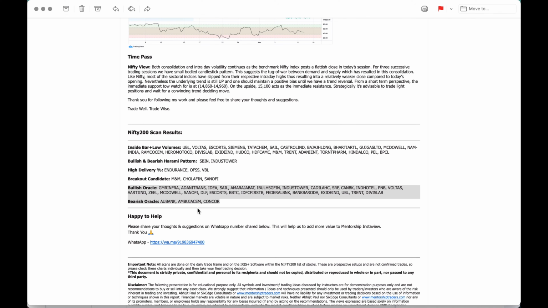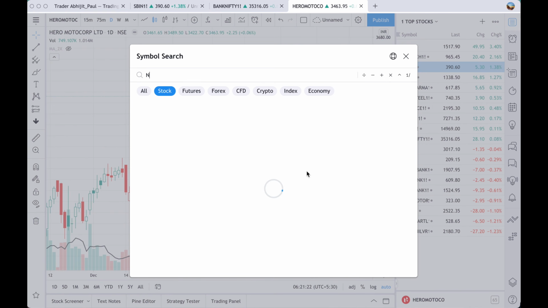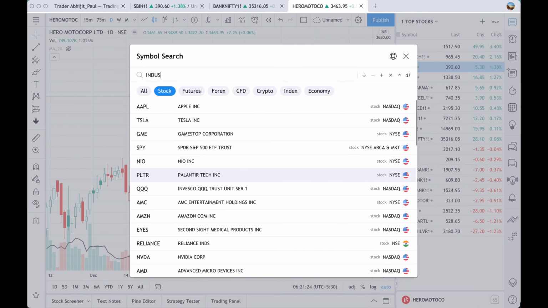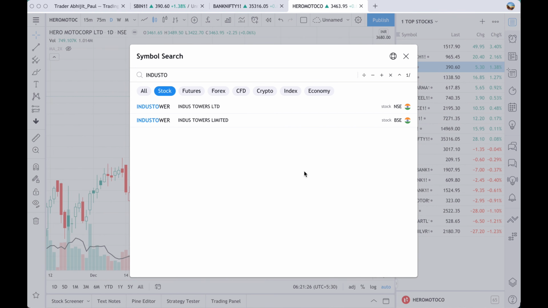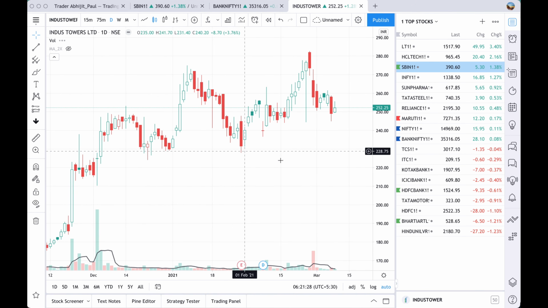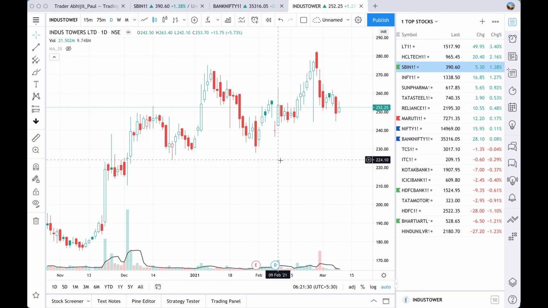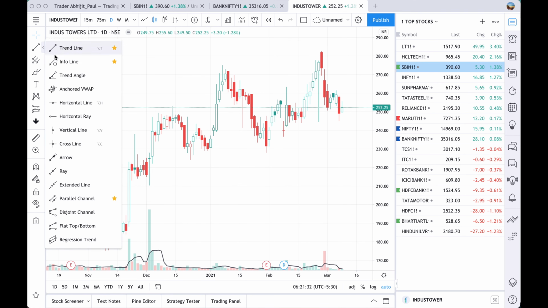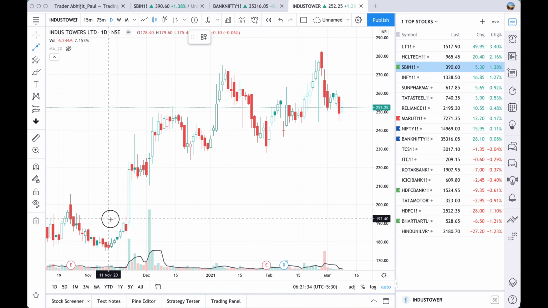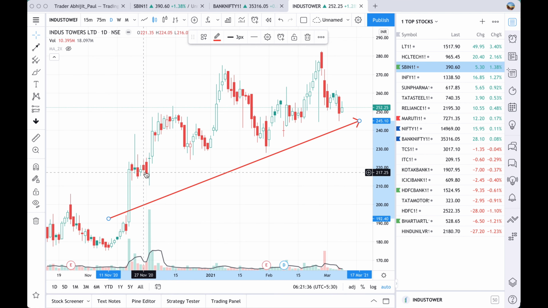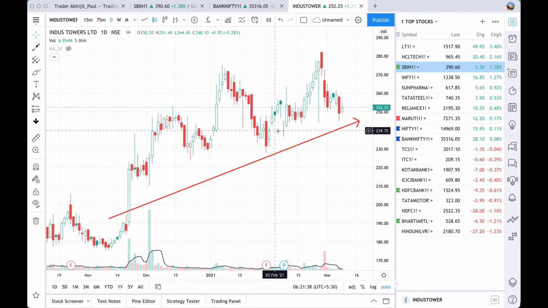Say for example, in bullish Oracle, we've got quite a bit of stocks today. What do we have? Let's take a look at Indus Tower. So when we look at Indus Tower, by just the look of it, you can clearly see that the underlying trend, the drift, is on the upside. Yes, we can use moving averages like a 34 period or 50 period, whatever. It looks like an uptrend.